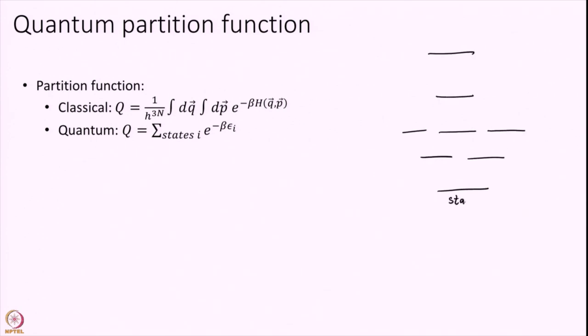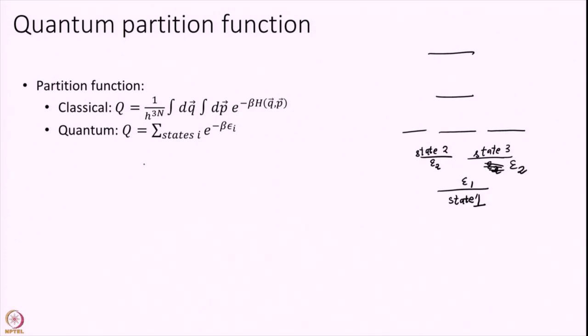This is, let's say, state 1 and its energy is E1. This is state 2 and this is state 3, but interestingly you can in quantum mechanics have states with equal energy. So this is energy E2 and this is energy E3, this is also energy E2. So state 2 and state 3 have equal energy, and so on and so forth. Some of the states have equal energy.